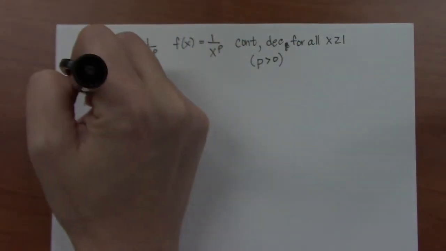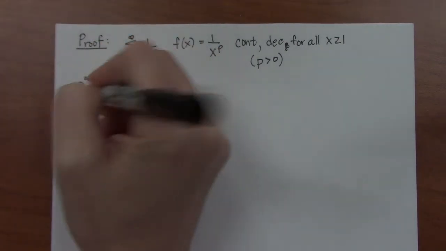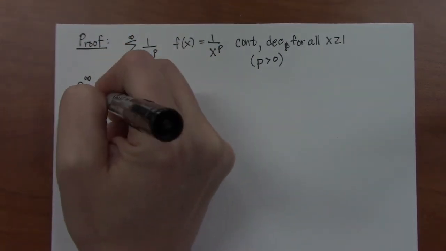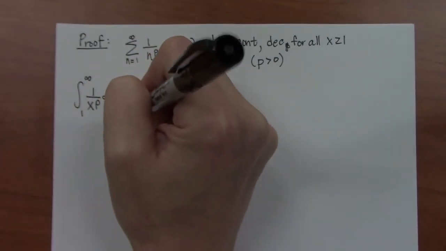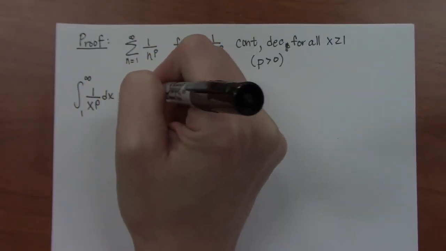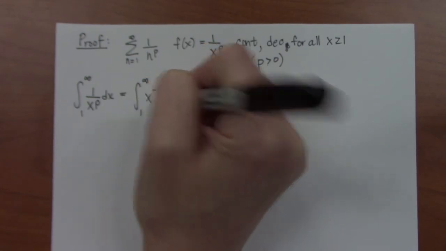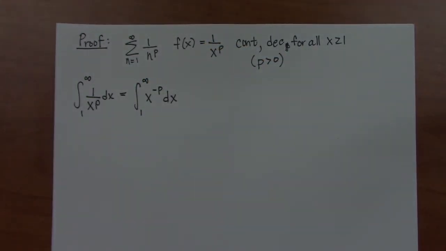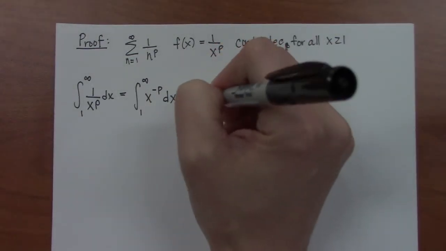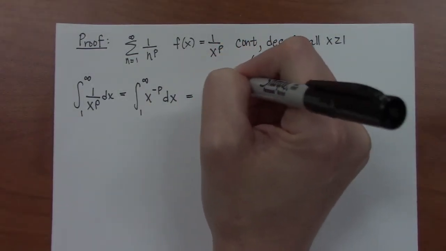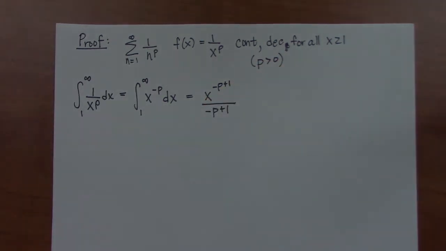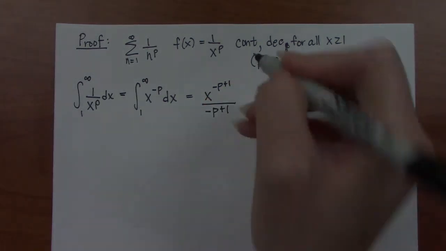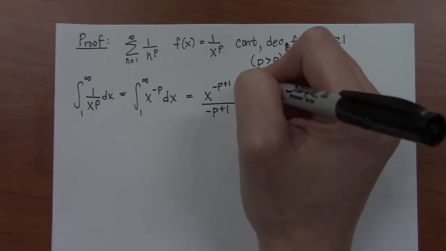So if we set up the integral from 1 to infinity of 1 over x to the p dx, the first thing I want to do is rewrite it as x to the negative p, so then I can just apply the power rule when I'm integrating. It's a lot easier. So when we integrate, right, we add 1 to the exponent, and then we divide by that exponent. And we're going to evaluate this from 1 to b.